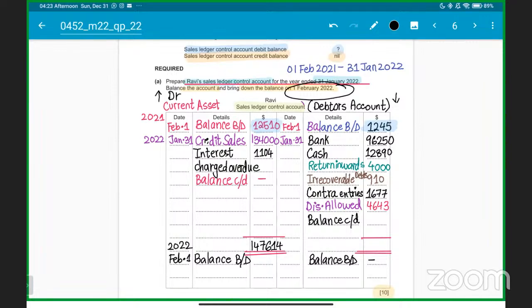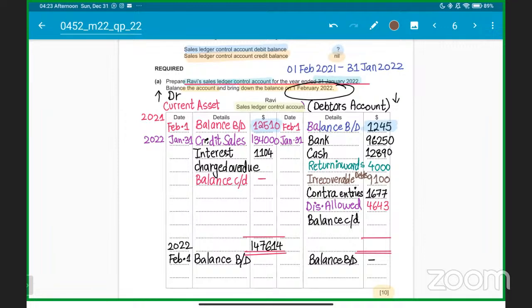So discount allowed: 147,614 minus 1245, minus 96,250. Do check the values, okay? 12,890. Everyone took out a calculator and tried to work that. Let me know. Bad debts. Okay, yeah, that's the problem. Bad debts are not 910, they are 9100. That's what I'm saying. Make sure the values are correct, okay?